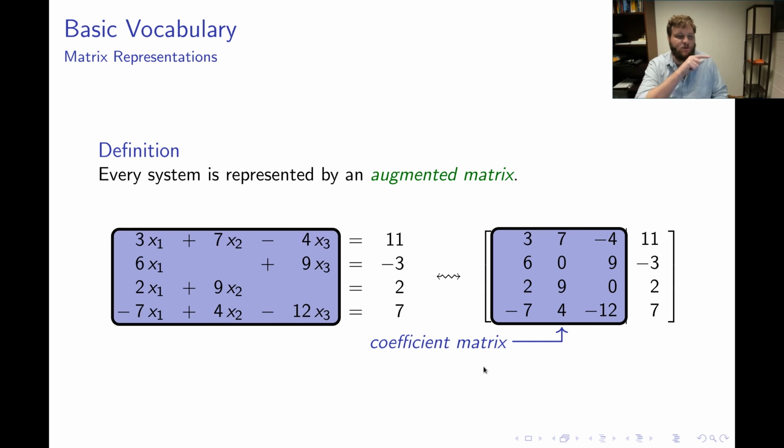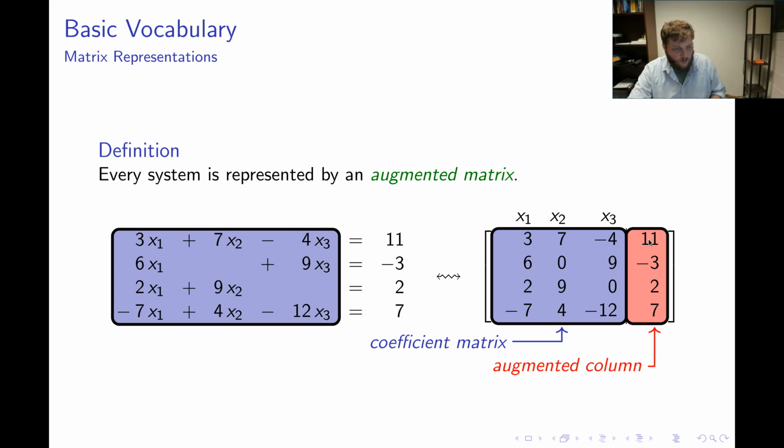But it's not just the coefficient matrix that defines the system, because in addition to having these coefficients on the variables, we also have these constants to the right of the equals sign. So what we do is we take out all of those constants and we put them in the augmented matrix after the coefficient matrix, and for aesthetic reasons we separate these two things with a vertical line.